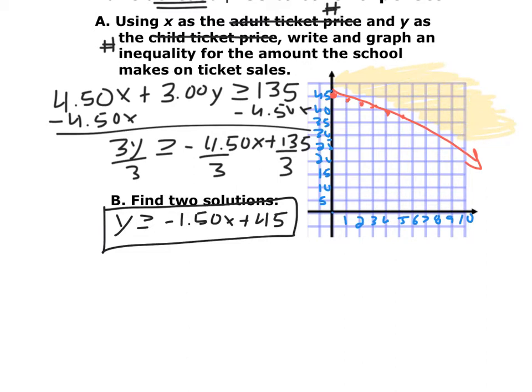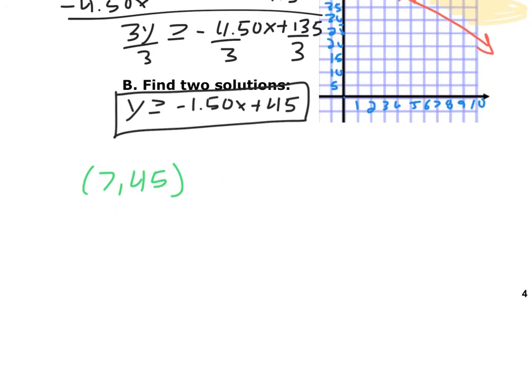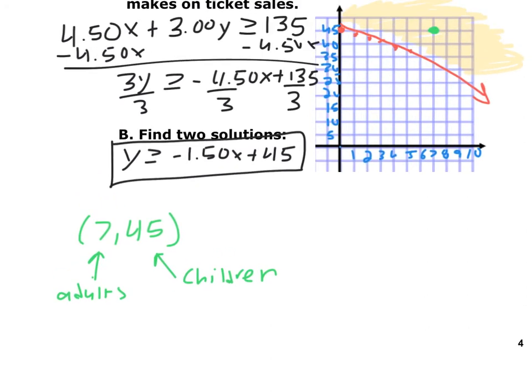Specifically, the problem asks us to find 2 solutions to the inequality. Well, let's go ahead and plot a few. We'll use a nice green. So this is a solution to the inequality. This is the point (7, 45). (7, 45) is a solution. That means that if 7 adults attend, because adults was X, and 45 children enter the park, they will meet their goal. They'll make at least $135, right?